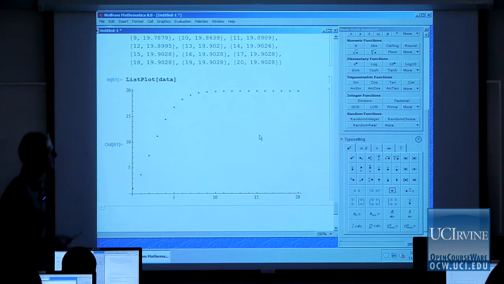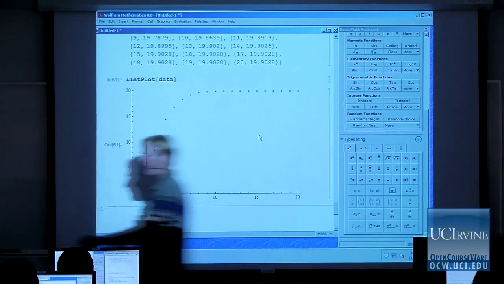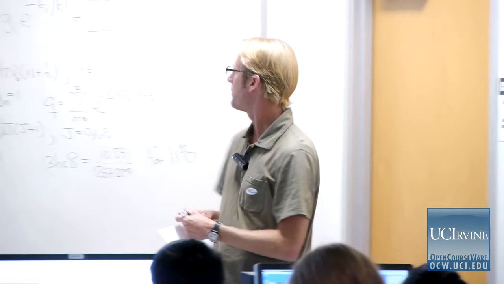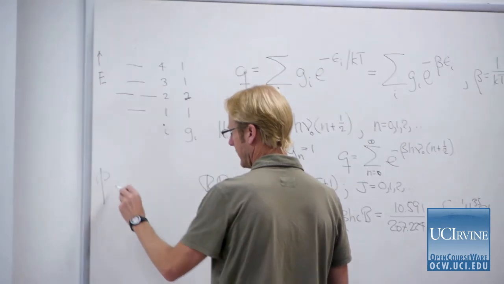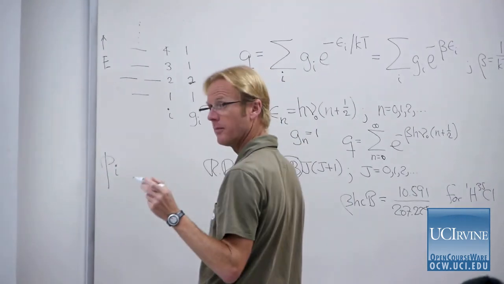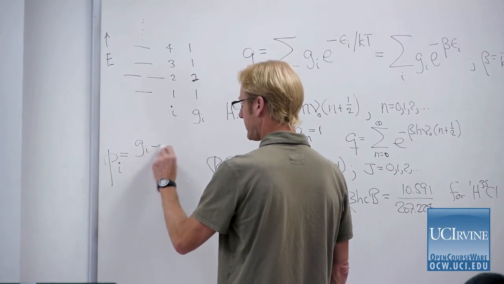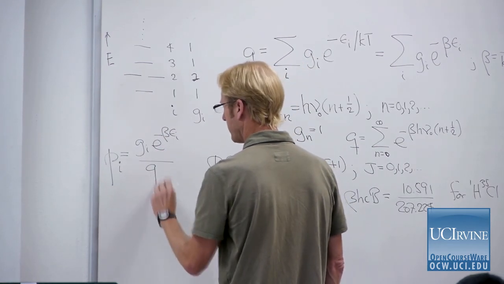All right, so the next thing we're going to do is calculate the population of the levels, okay? And those come from what's called the Boltzmann distribution. I'll just write down the formula here. The Boltzmann distribution tells us that the probability of being in the ith level is equal to the degeneracy of that level times e to the minus beta epsilon of i, divided by the partition function.